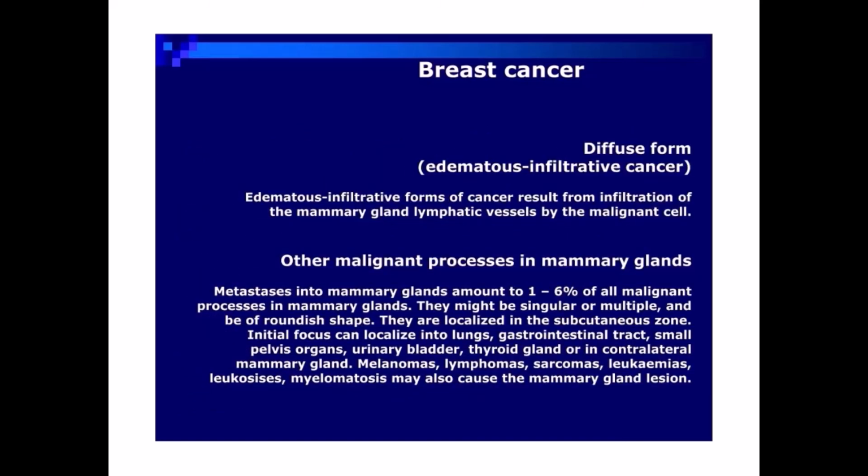Breast cancer. Diffuse form, edematous infiltrative cancer. Edematous infiltrative forms of cancer result from infiltration of the mammary gland lymphatic vessels by the malignant cells. Other malignant processes in mammary glands: metastases into mammary glands amount to 1 to 6% of all malignant processes in mammary glands. They might be singular or multiple and be of roundish shape. They are localized in the subcutaneous zone. Initial focus can localize in lungs, gastrointestinal tract, small pelvis organs, urinary bladder, thyroid gland, or in contralateral mammary gland. Melanomas, lymphomas, sarcomas, leukemias, and myelomatosis may also cause the mammary gland lesion.